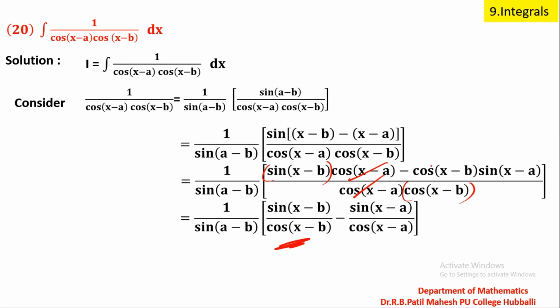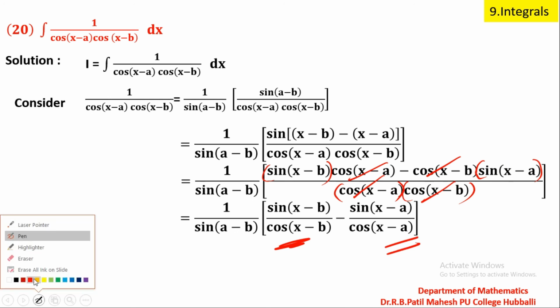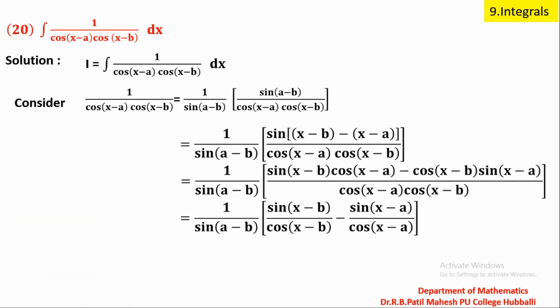And here what terms will get cancelled? Cos of x minus b and cos of x minus b will get cancelled. The remaining terms, sin of x minus a upon cos of x minus a, that I have written here. Hope you followed. Here I am reducing one step, students. Splitting, please do it separately so that you will get this.